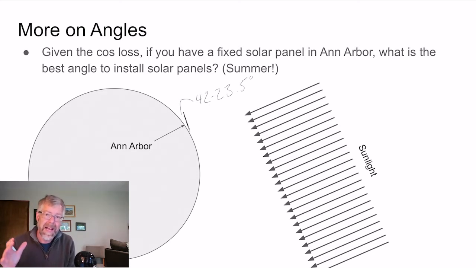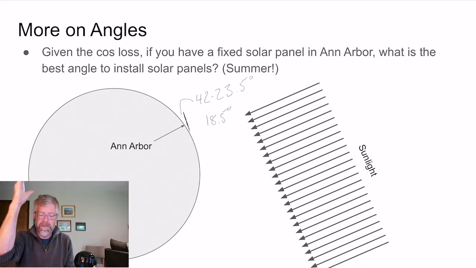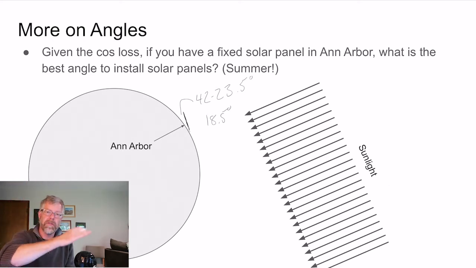So if you had an optimal design for a solar panel system, the solar panels would go from being about 18.5 degrees in the summer to about 65.5 degrees in the winter. And it would just slowly rotate back and forth from summer to winter and summer to winter.